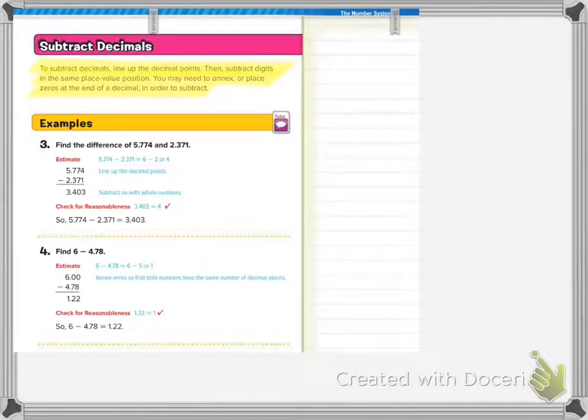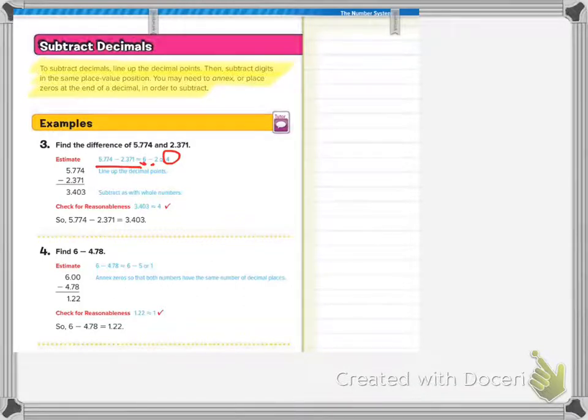So let's look at number 3. They have 5.774 minus 2.371. So they estimated first. Okay, 5.7 is going to round to 6. 2.3 is going to stay at 2. So 6 minus 2, our answer should be around 4.